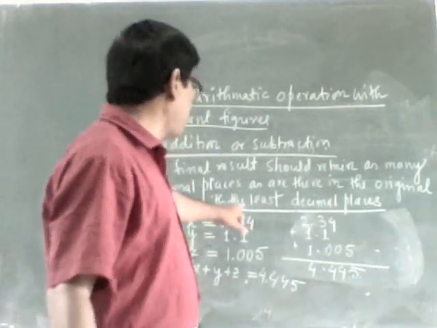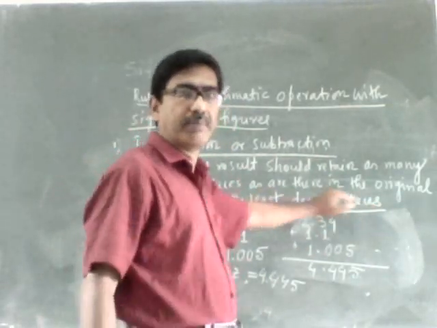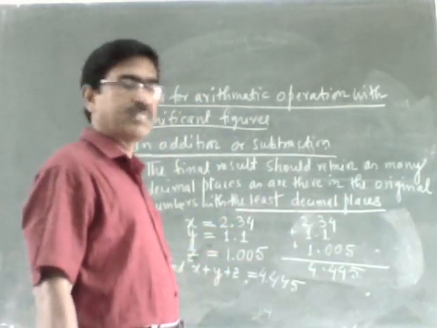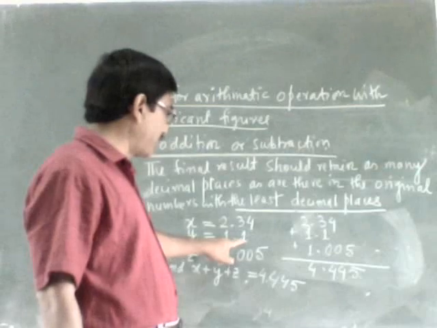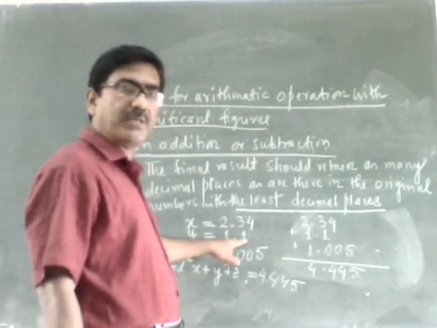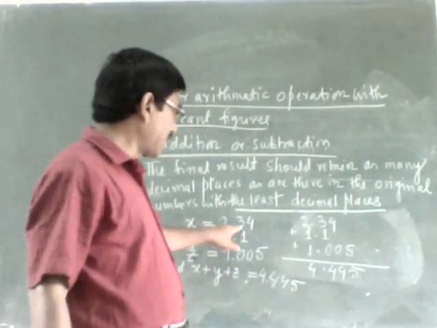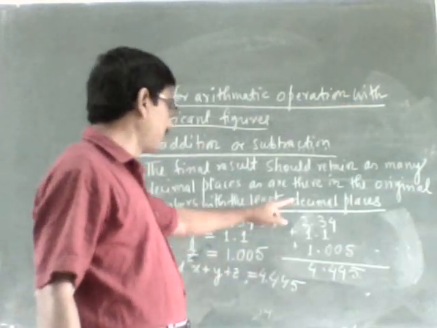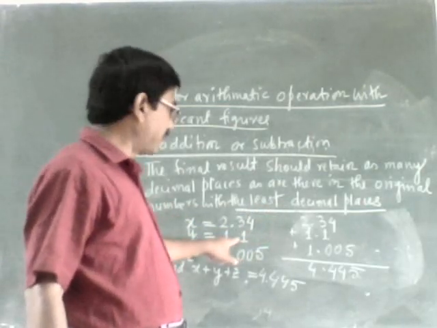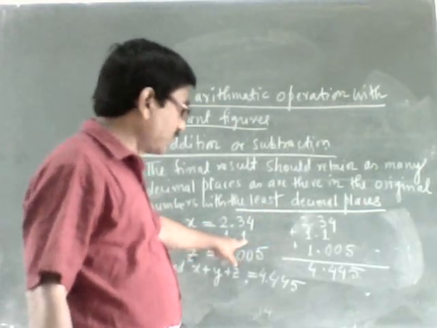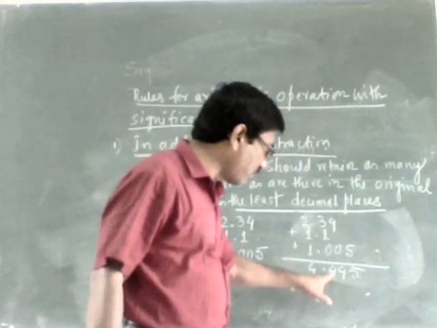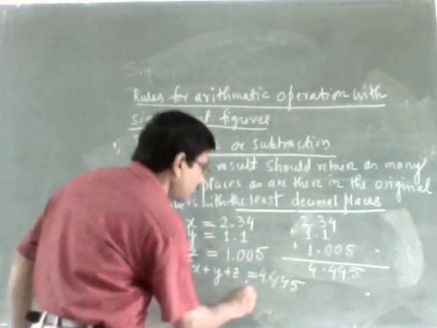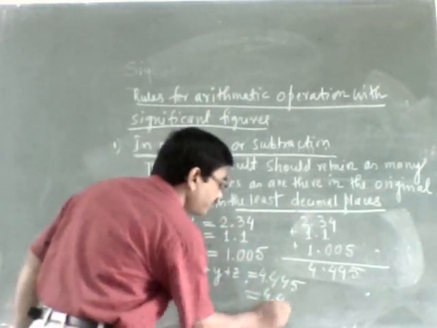The final result depends on the least decimal places in the original numbers. So these are the original numbers. What are the least decimal places? Here after the decimal there is only 1 digit, here 2 digits, here 3 digits. So the least is only 1 digit after the decimal, so the answer will have 1 digit after the decimal. So it is 4.4.